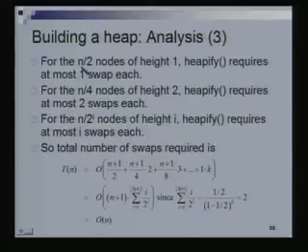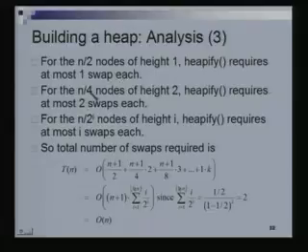So, if the number of nodes was of the kind 2 to the k minus 1, then we know that there are roughly n by 2 nodes of height 1, and for each of these nodes we require only one swap, right, because the subtree rooted at these nodes is height 1, so we require only n by 2 swaps.